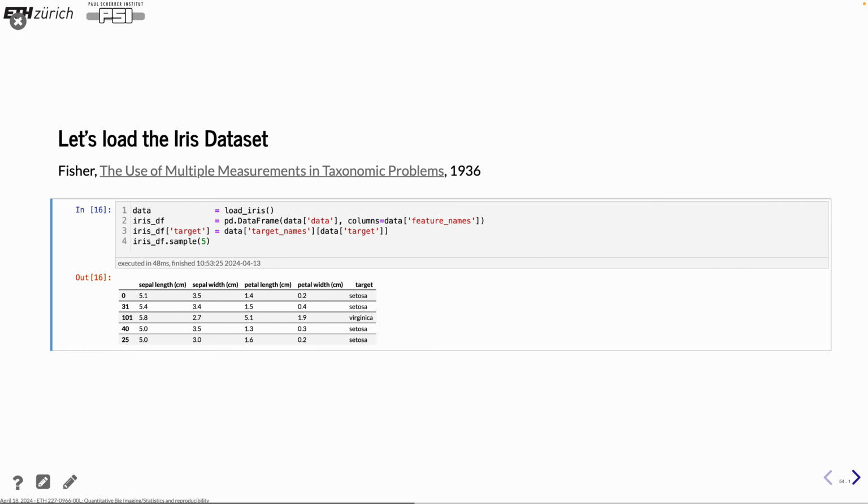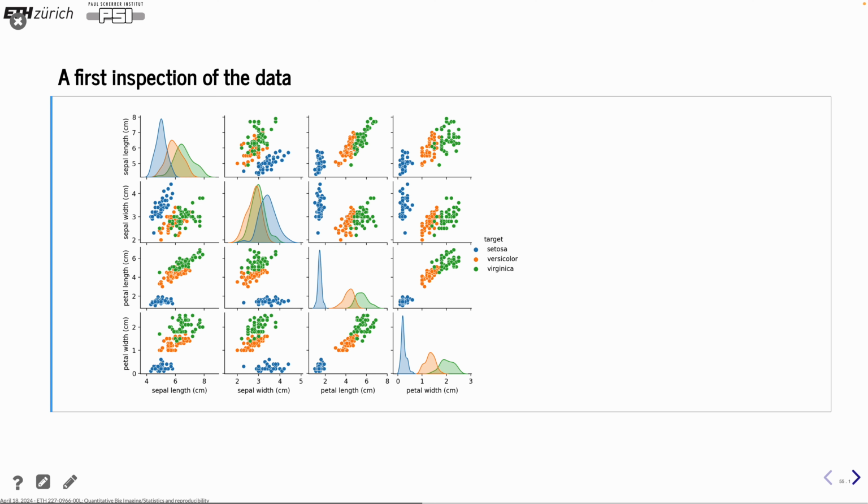And when we load it, we can just call load iris and put it in a data frame, and then we can see a selection of samples, and we can see there are different measurements: sepal length, sepal width, petal length and width. And you also see which plant species was used for this. Now we can also do a pair plot and show different distributions, and we can already see that the Setosa species actually isolates itself from the other two. And we will see more about this in the following slides.